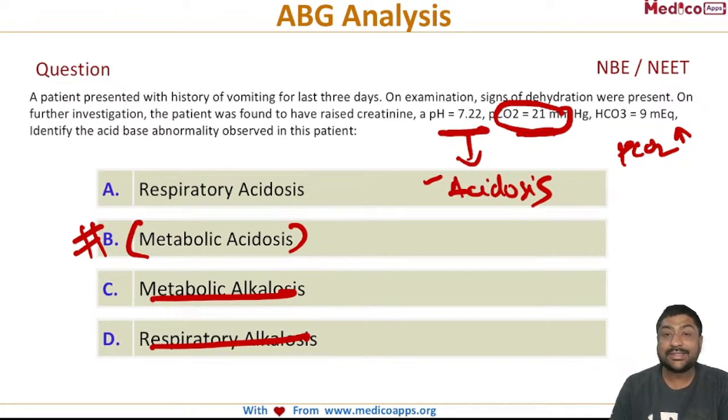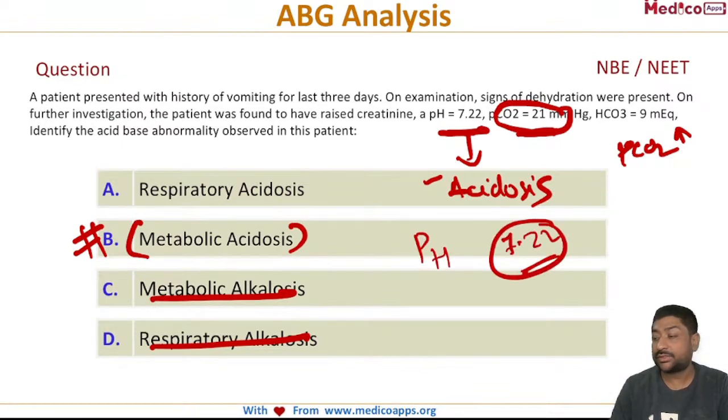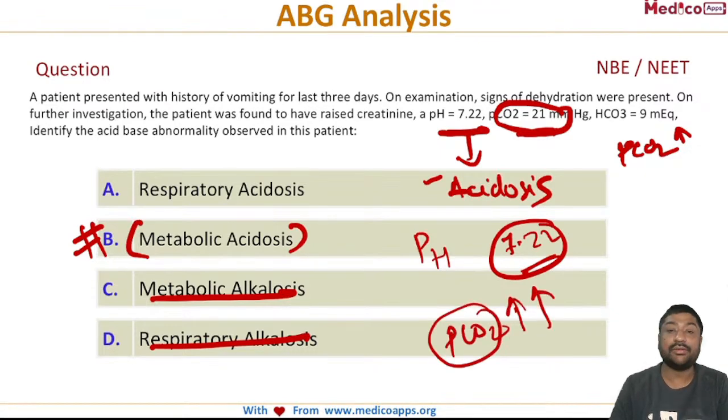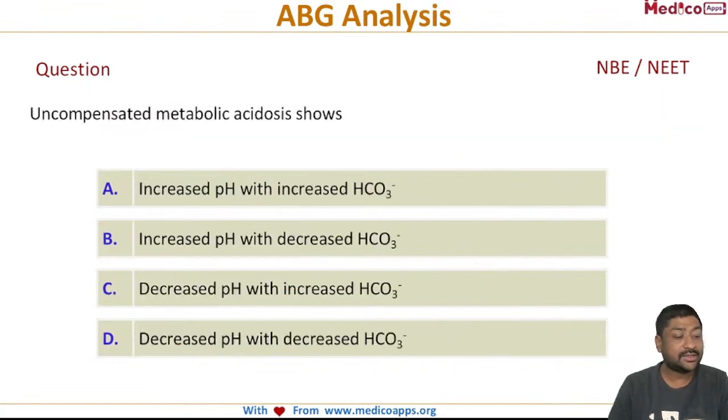So within 10 seconds we have been able to answer. First we looked at the pH. pH was 7.22, so we know it's an acidosis. We looked at PCO2. If it is a respiratory cause, PCO2 has to be elevated. But here, forget about elevation, it is actually dropping down. So it's a metabolic cause. Within 10 seconds we have been able to answer it. Any doubt till now? Let's look at another question.